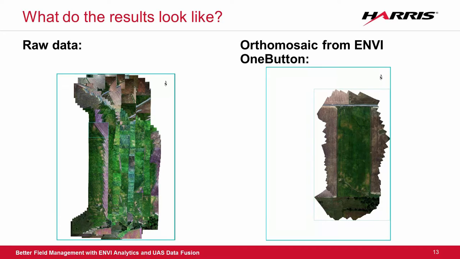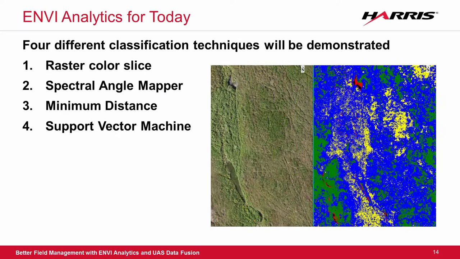But over on the right, we have the orthomosaic from ENVI OneButton. And this is imagery that you can actually work with. So that's going to be the first part of the webinar: we're going to talk about how to get your data to that point, and then we're going to discuss the classification techniques, which there's four different ones that we're actually going to be going through.